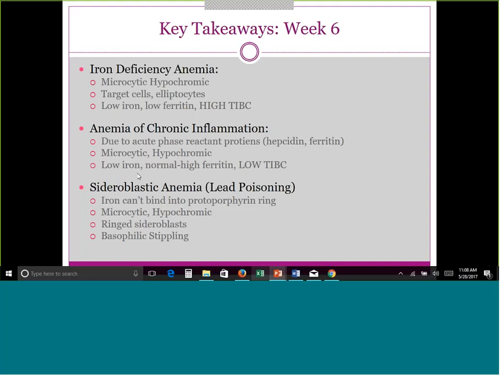The other finding you might see on peripheral blood smear, especially in lead poisoning, is basophilic stippling, which is made of RNA, and it looks like speckles across the red cell.